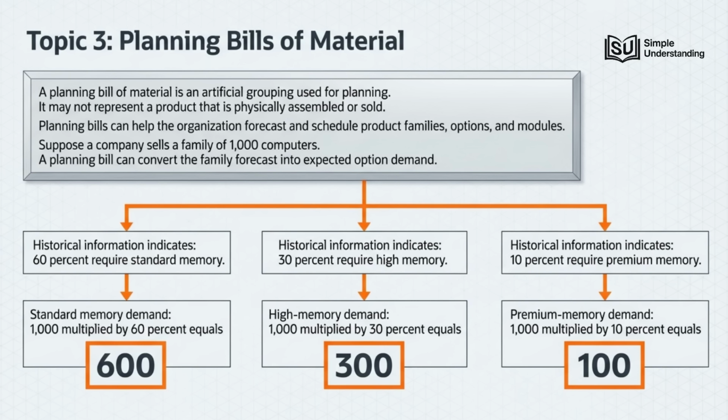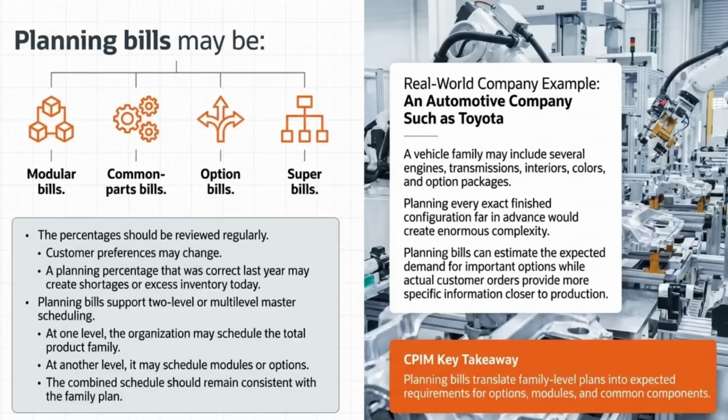A planning bill can convert the family forecast into expected option demand. Standard memory demand, 1,000 multiplied by 60% equals 600. High memory demand, 1,000 multiplied by 30% equals 300. Premium memory demand, 1,000 multiplied by 10% equals 100. Planning bills may be modular bills, common parts bills, option bills, or super bills. The percentages should be reviewed regularly. Customer preferences may change. A percentage that was correct last year may create shortages or excess inventory today.